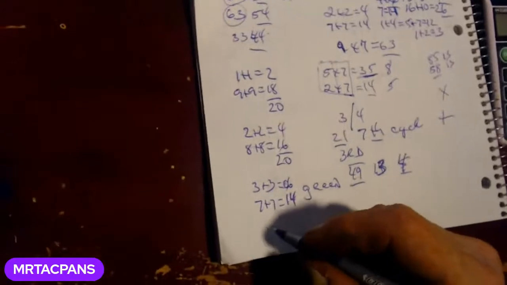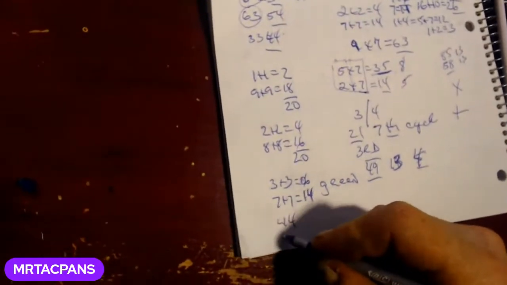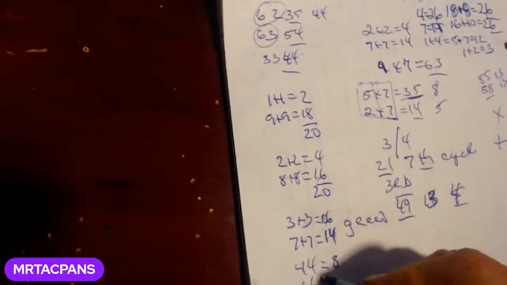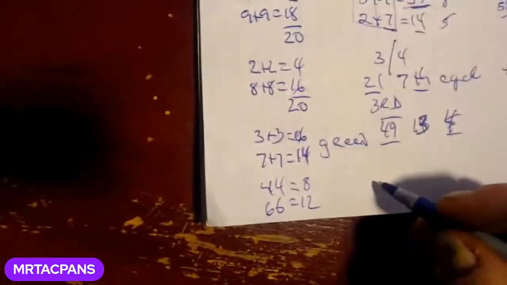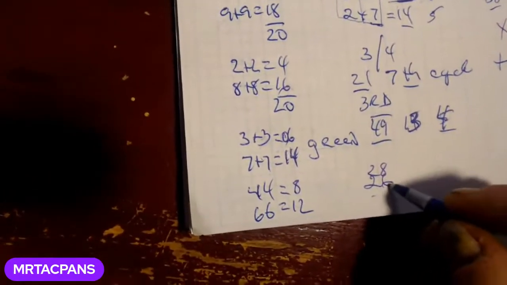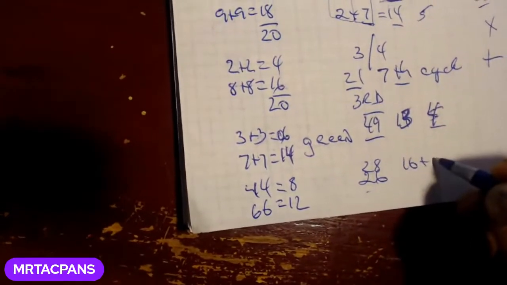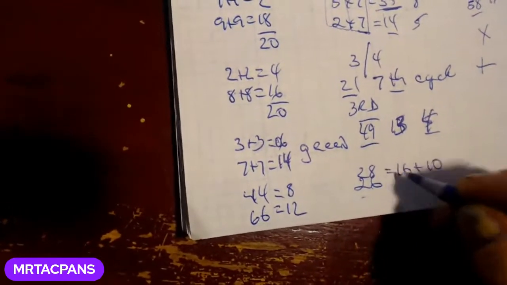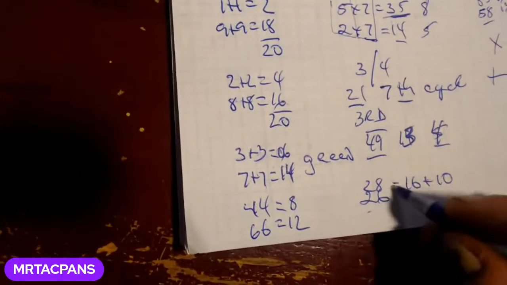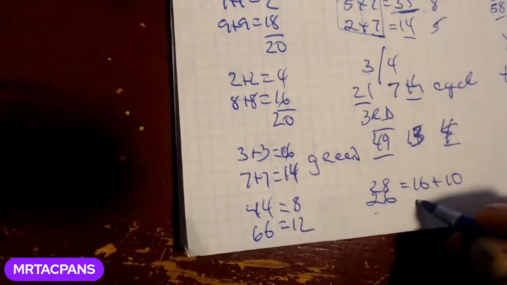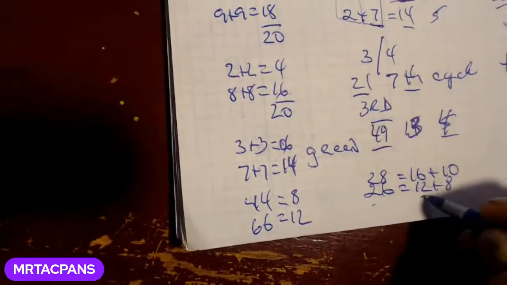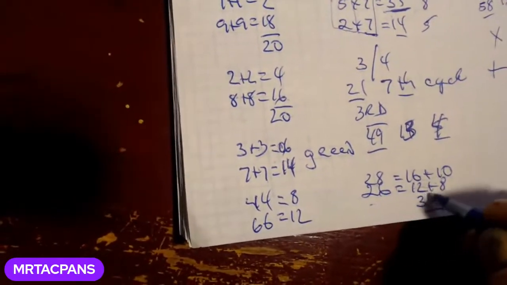So 33, and then we're going to do 44 and 66. So this is going to be 8, and this is going to be 12. This is created by number 28 and 26. 28 will create 26. And this is 2 times 6, 2 plus 6. This equals this. 2 times 8, 2 plus 8. 2 times 6, 2 plus 6 equals 12 and 8, which equals 3 and 8. So this is what happens over here.